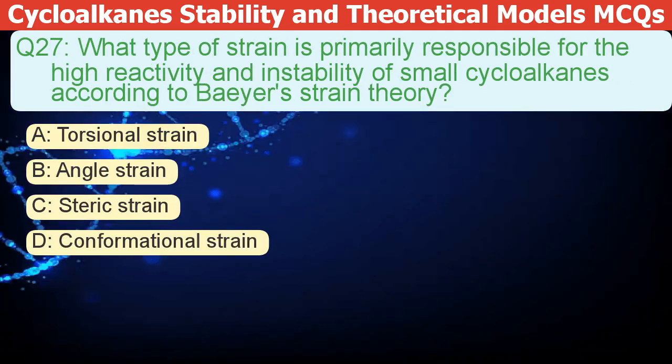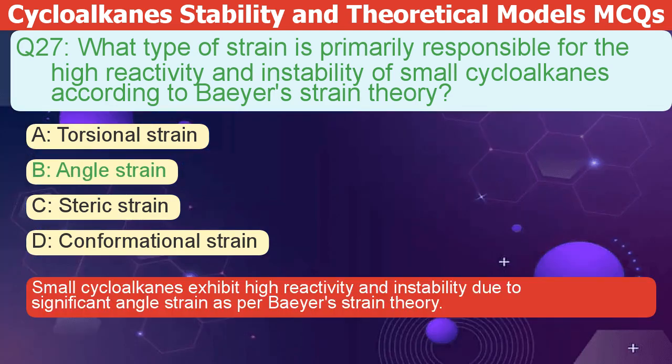What type of strain is mainly responsible for the high reactivity and instability of small cycloalkanes, according to Bayer's strain theory? A. Torsional strain. B. Angle strain. C. Steric strain. D. Conformational strain. The correct answer is B. Small cycloalkanes exhibit high reactivity and instability due to significant angle strain, as per Bayer's strain theory.